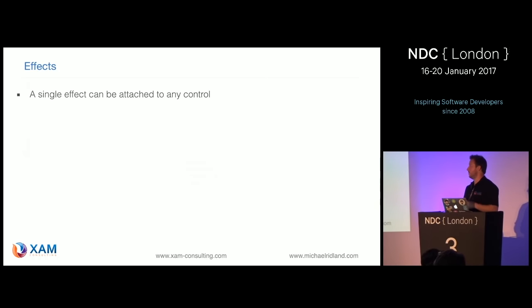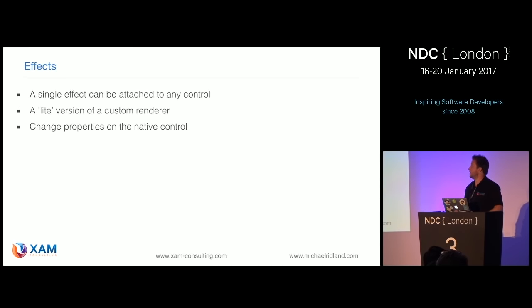So effects are like custom renderers, but they are attached. Rather than using inheritance, because with a custom renderer, you always have a control and then you have a custom renderer, and that's a one-to-one mapping. Whereas a control in Xamarin.Forms can have multiple effects applied to it, so it's more like a feature. It's just a lighter version of a custom renderer. You can change the properties on the native control. You can actually have an effect that only comes into effect on iOS, and on Android it's not used. So you use that when there's certain things you want to do on certain platforms. It's added as a feature to the control.